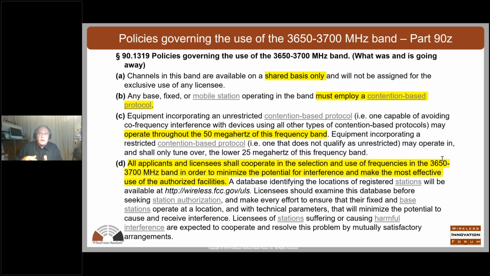And here is some of the regulations on using 3650 to 3700. If you are going to move over to Part 96, you will want to read this. Move on.